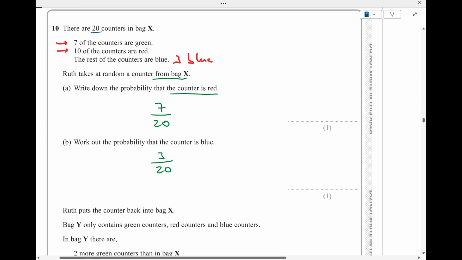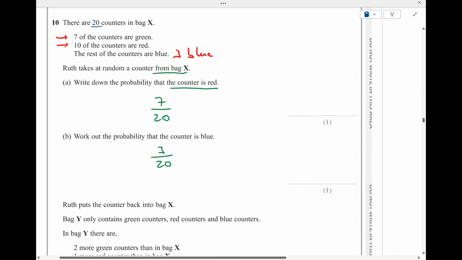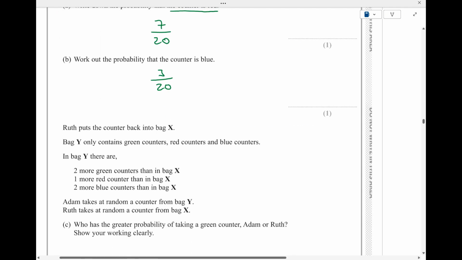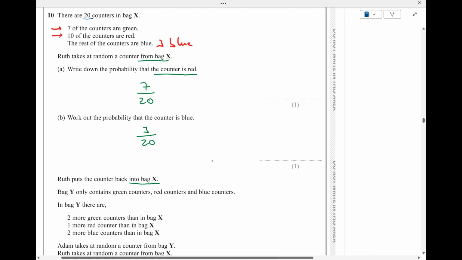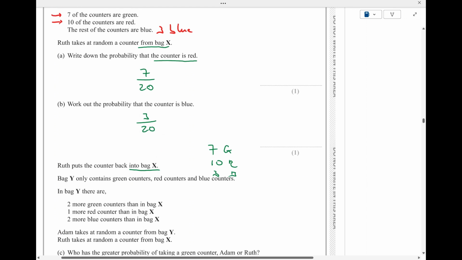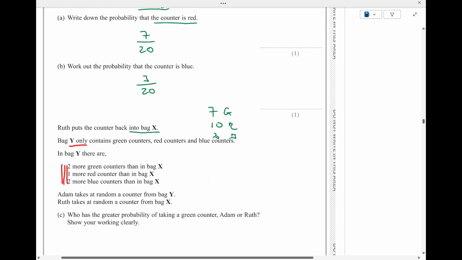Ruth puts the counter back into the bag. Okay. So let's just have a look. Bag X. That's the one up there, isn't it? Bag X. It's got 7 green, 10 red, 3 blue. Bag Y, okay, only contains green, red, and blue. And here are the counters in bag Y. Let's see. 2 more green than in bag X, so that's going to be 9 green, isn't it? 1 more red than in bag X, that's going to be 11 red. 2 more blue, so that's going to be 5 blue.